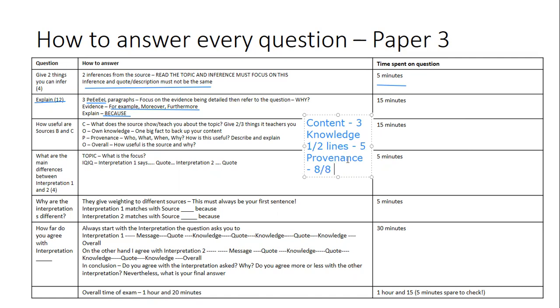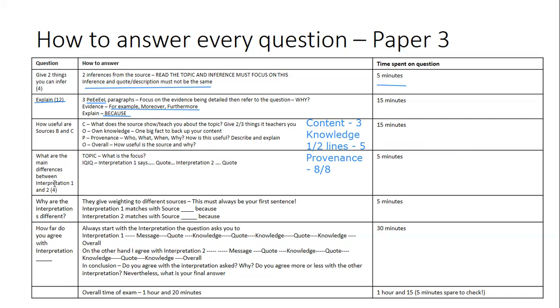Now, remember, it is based on both sources. So do a separate paragraph for both sources and spend about 15 minutes on that question. It is a tricky question, but if you just do the C and the O well enough and the P to a good standard, you could get 6, 7 out of 8. And then you could do an overall at the end, but keep that to 1 to 2 lines.